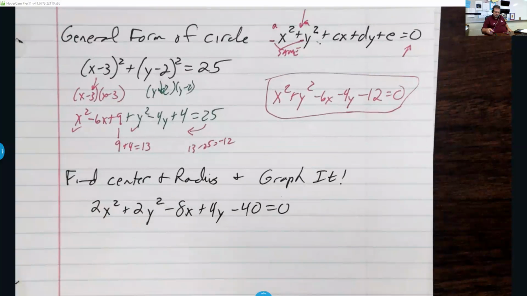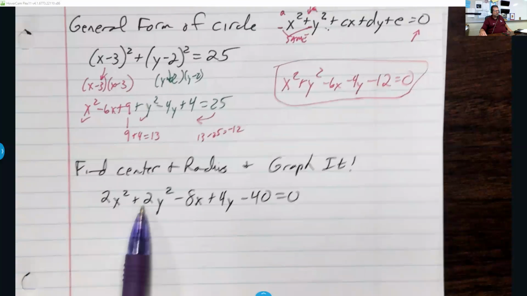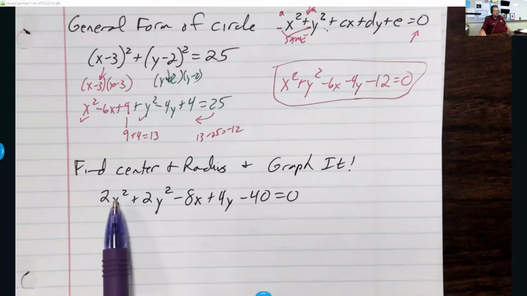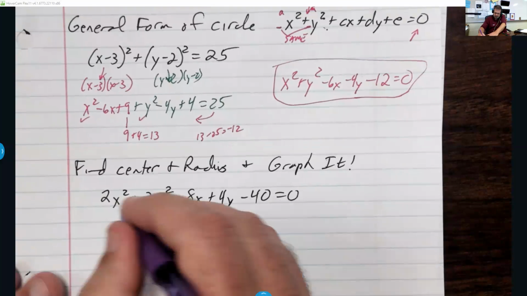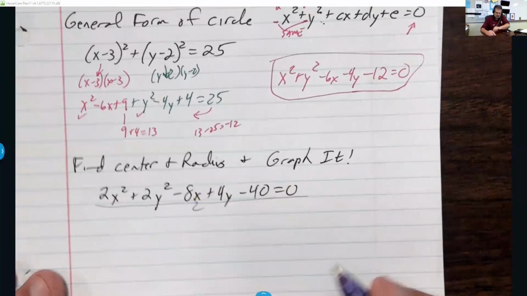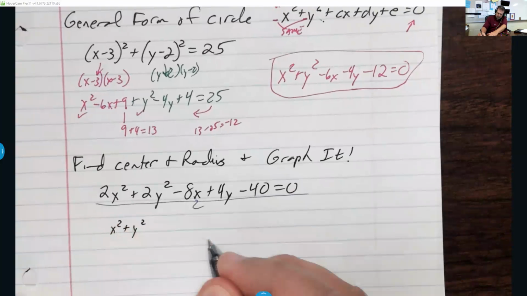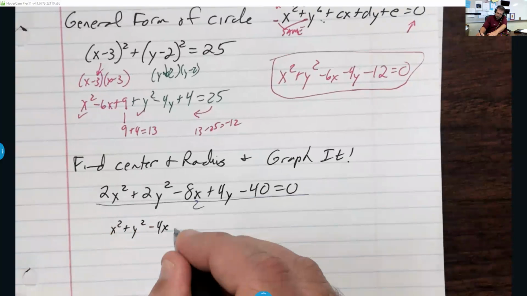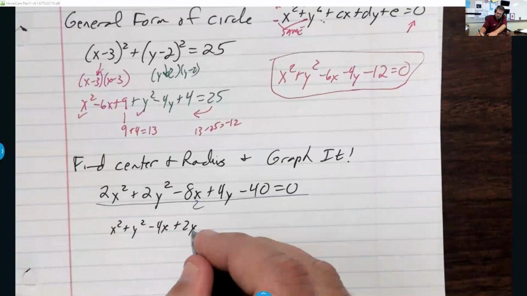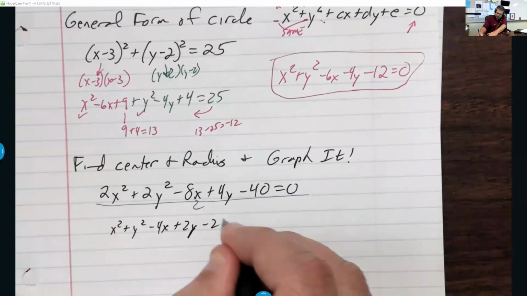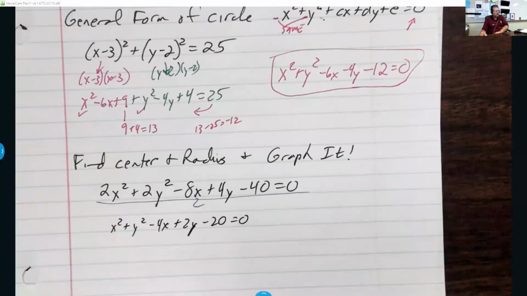Okay, now first of all, if there is a number in front of here, this is a circle, I need to get rid of those two 2's. So we're going to divide everything by 2, and hopefully this makes it easier. So we're going to have x squared plus y squared minus 4x plus 2y, excuse me, minus 20. All right, so far so good.